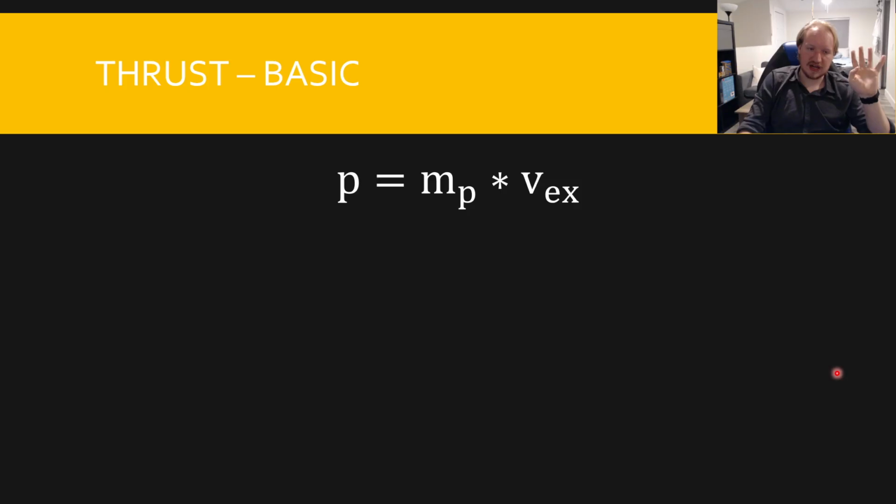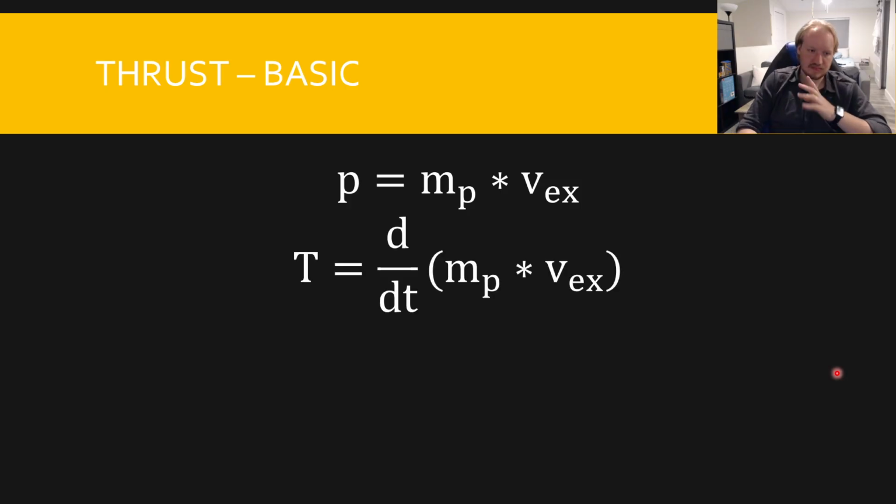So thrust, again, when we go back to that previous equation, when we're talking about thrust, we're talking about a change in momentum, and momentum is equal to the mass times velocity of a system. Specifically here, we're talking about m sub p, which is the mass of the propellant, and the exit velocity, v sub ex. And then we know that the thrust is going to be the rate of change of this. This is d over dt.